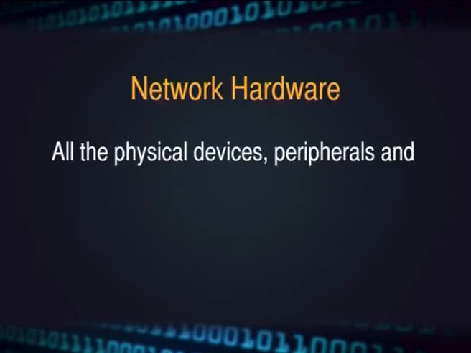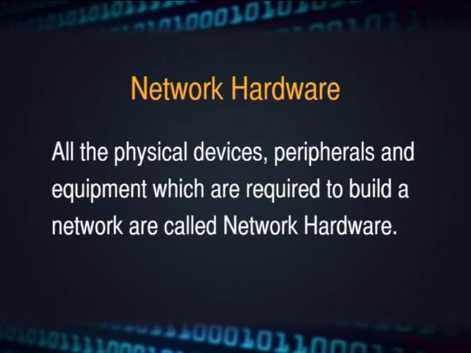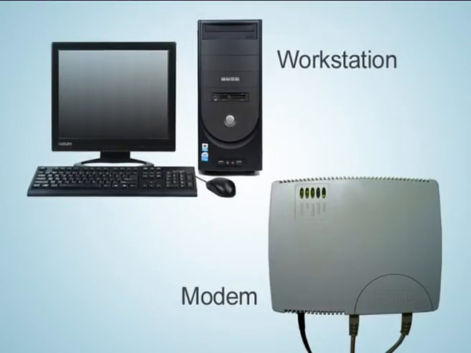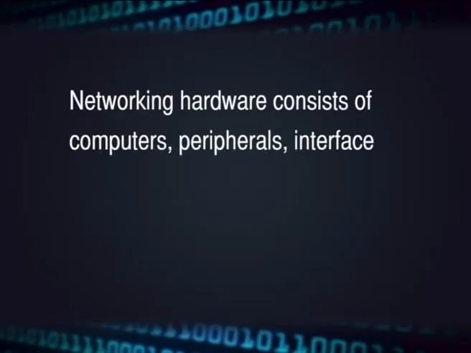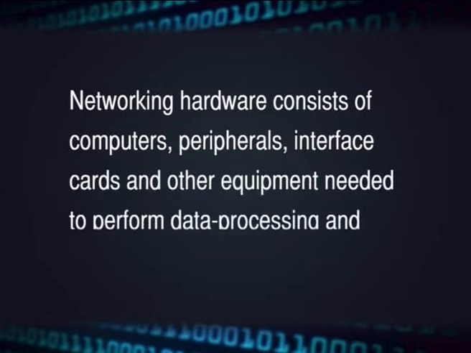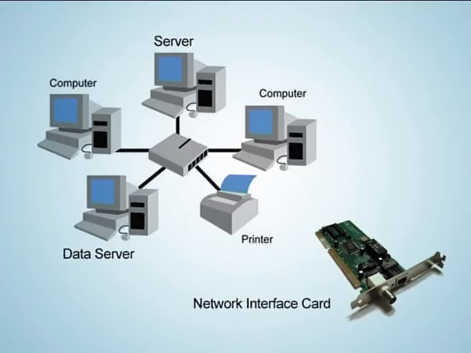All the physical devices, peripherals, and equipment which are required to build a network are called network hardware. For example, workstation, modem, router, network switch, access point, etc. Networking hardware consists of computers, peripherals, interface cards, and other equipment needed to perform data processing and communications within the network. These hardware devices are universal in nature, standardized to be used globally, and interconnected with each other with the help of a transmission-reception medium.